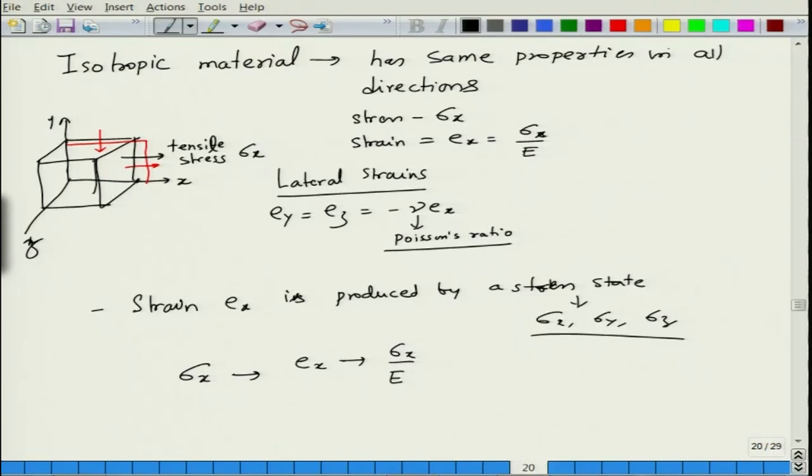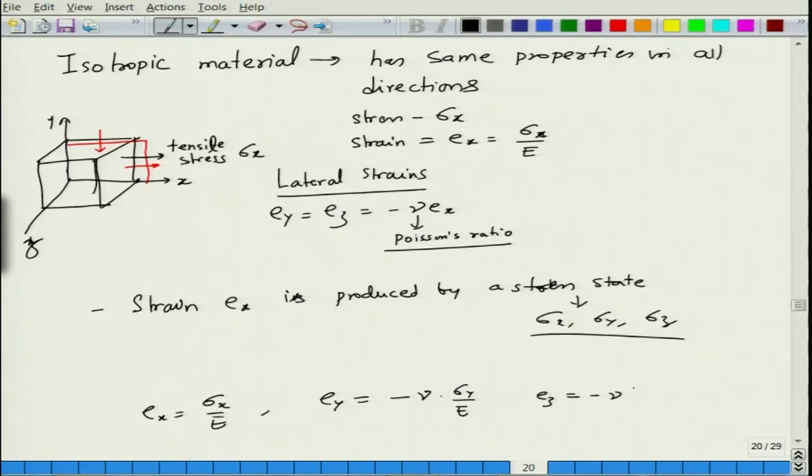Similarly, we have these contributions. We saw that Ex is equal to sigma x divided by E. Ey will be equal to minus nu into sigma y divided by E, and Ez will be equal to minus nu sigma z divided by E.